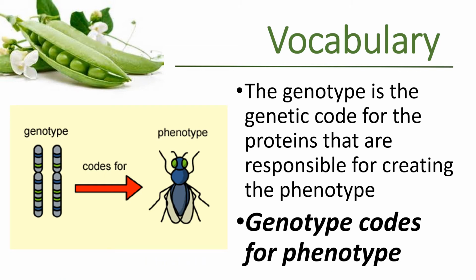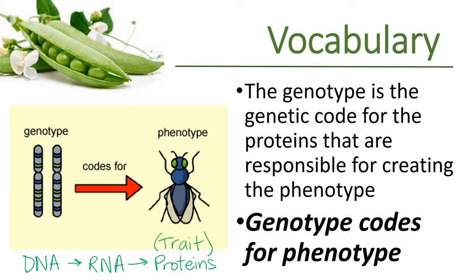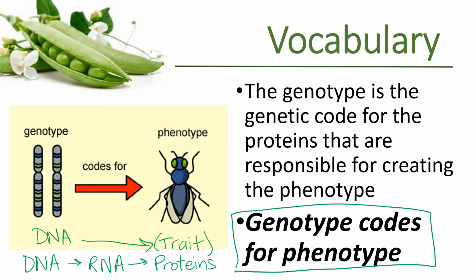So the genotype is the genetic code for the proteins that we see in the phenotype. We talked about this a little bit when we went over transcription and translation. We said that DNA coded for RNA, and that coded for our proteins. That was the central dogma of biology. Well, now we can see that the proteins are just a stand-in for our traits. So the DNA, our genetics, codes for our traits. Genotypes code for phenotypes.